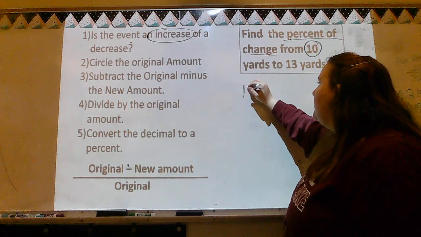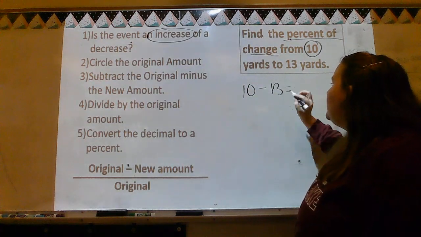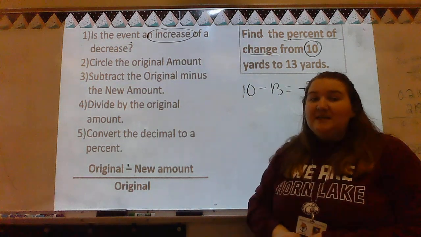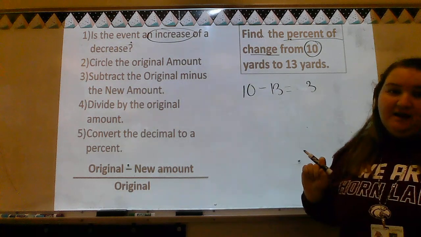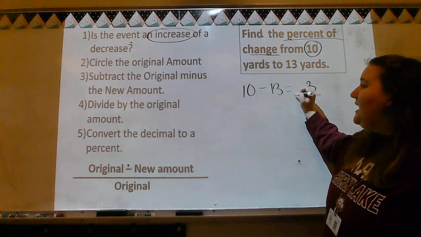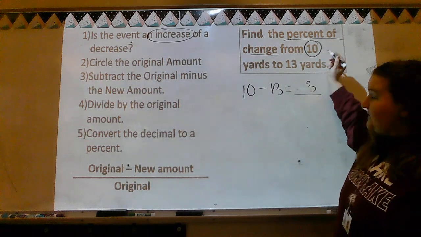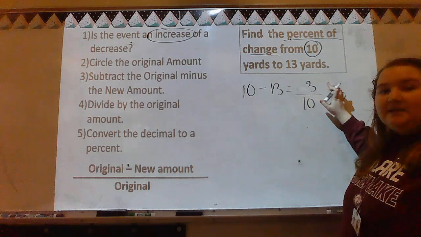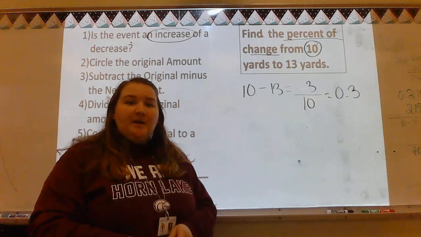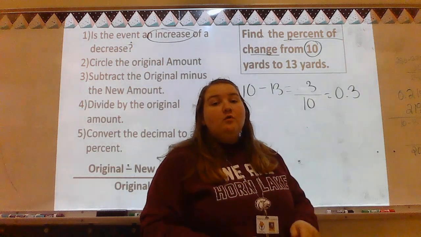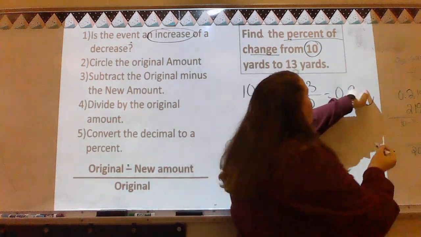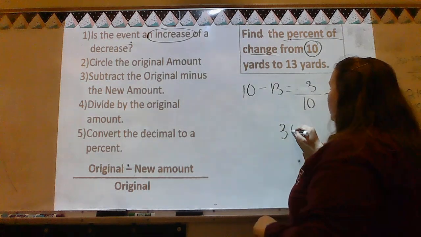So let's do it. 10 minus 13. If you subtract these, you get negative 3. Now, because we're looking for the percent, we're just going to ignore that negative, because we're really just focused on the percent problem. So, divide by the original. What's the original? We circled it, 10. And when you do 3 divided by 10, you get 0.3. Now, last step, convert that decimal to a percent. Move your decimal 2 places to the right. If there's no number there, it's an imaginary 0, so I have 30%.